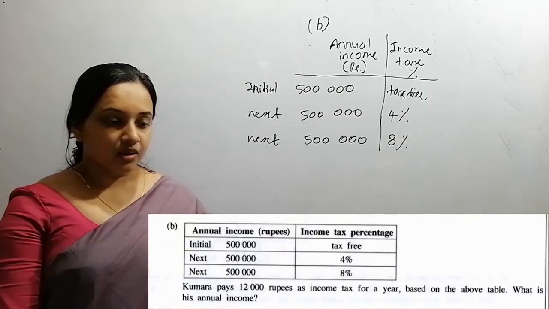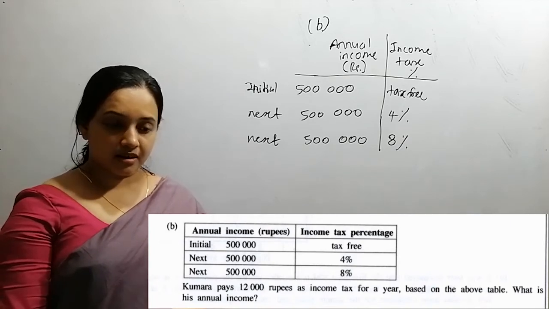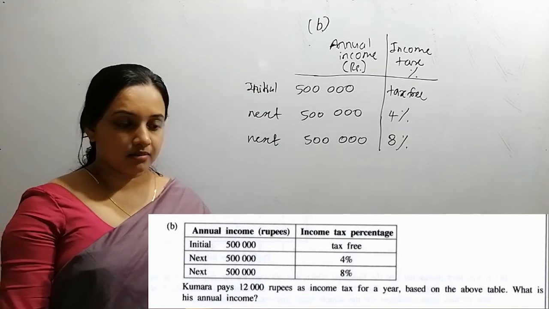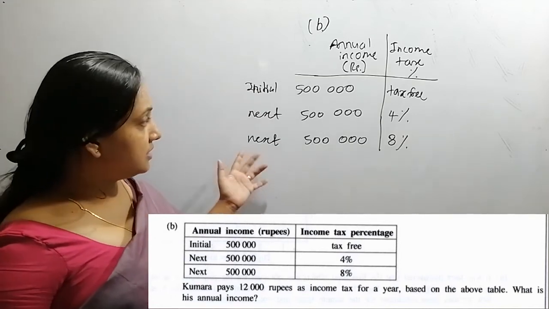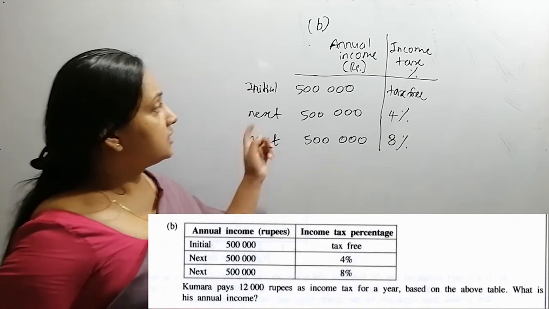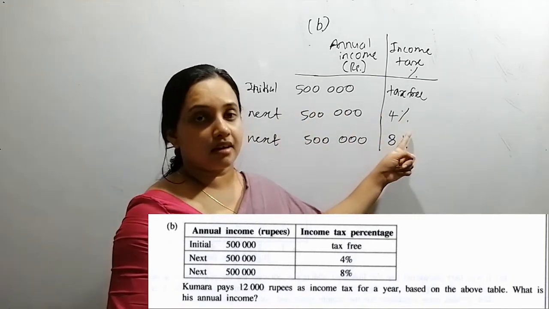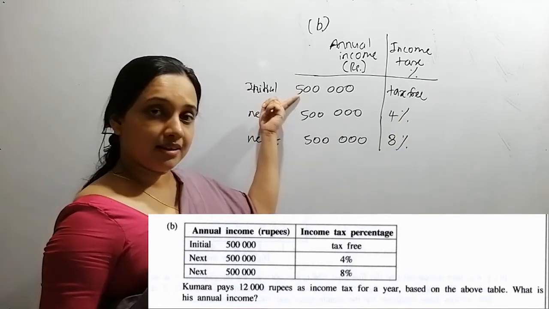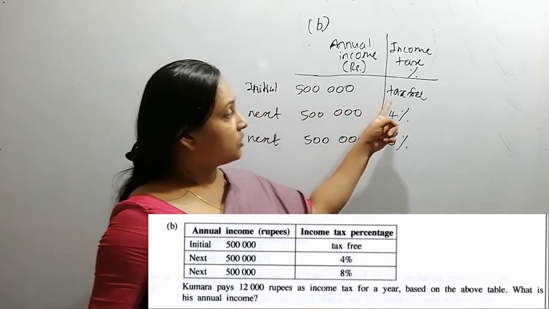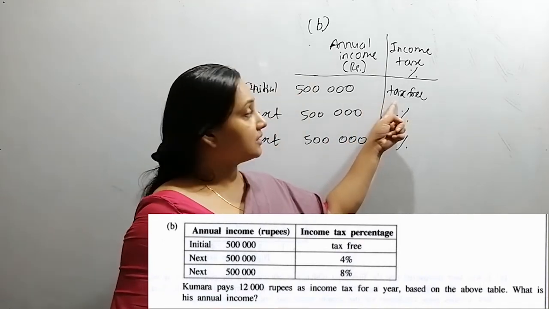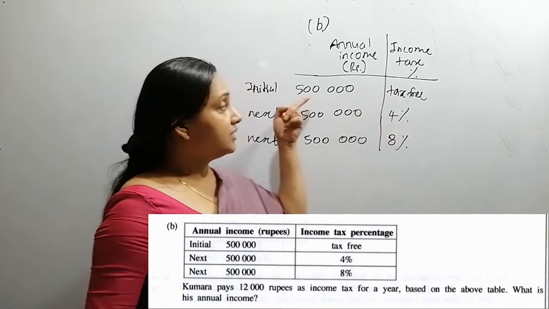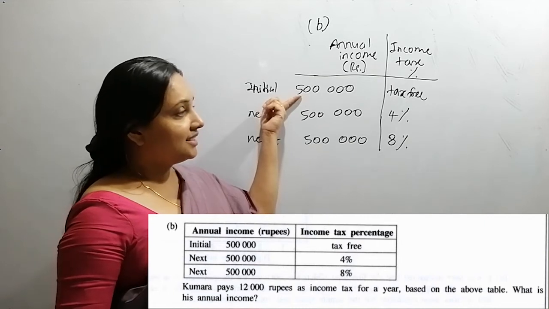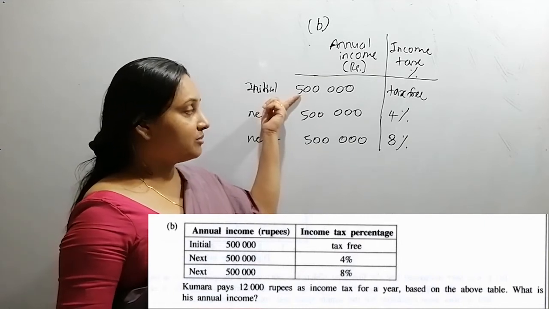Then part B. Kumar pays 12,000 rupees as income tax for a year. Based on the above table, what is his annual income? In the question, this table is given. You can see the annual income and income tax. If the annual income is 500,000 rupees or less, then there is no need to pay any tax. It is tax free.